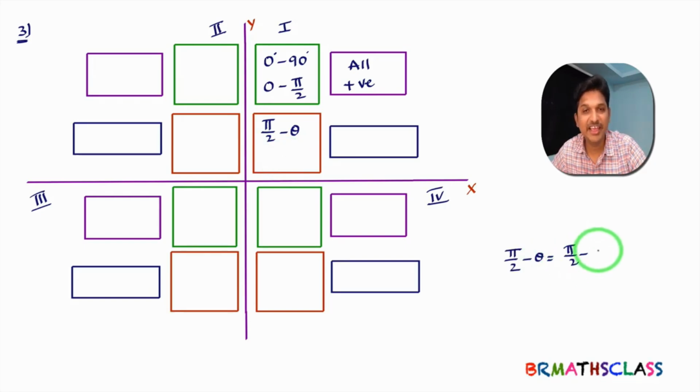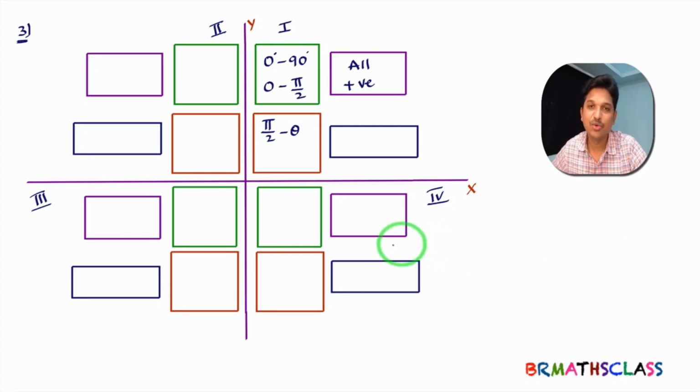If theta is any acute angle, I will take pi by 3. Pi by 3 means 60 degrees. 90 degrees minus 60 degrees is 30 degrees. That is pi by 6. You see, pi by 6 means 30 degrees. 30 degrees lies in first quadrant only. So what I am trying to say, pi by 2 minus theta lies in first quadrant. Now few more points are there. I will discuss those things.